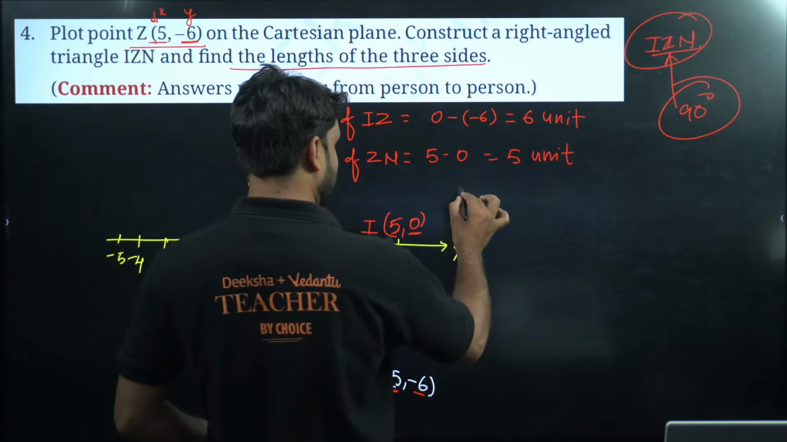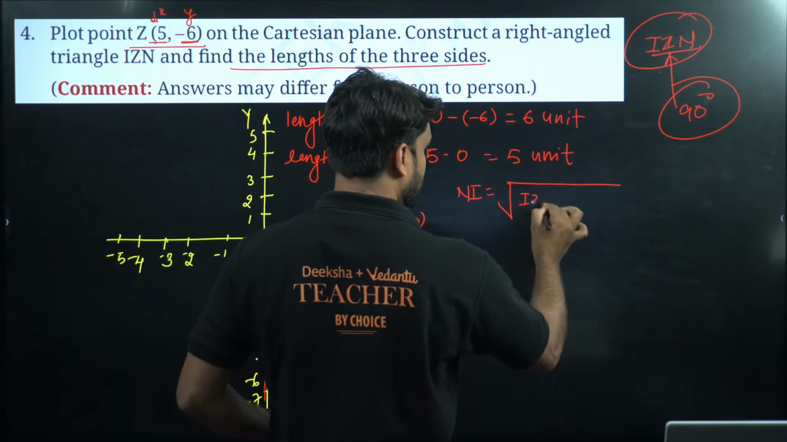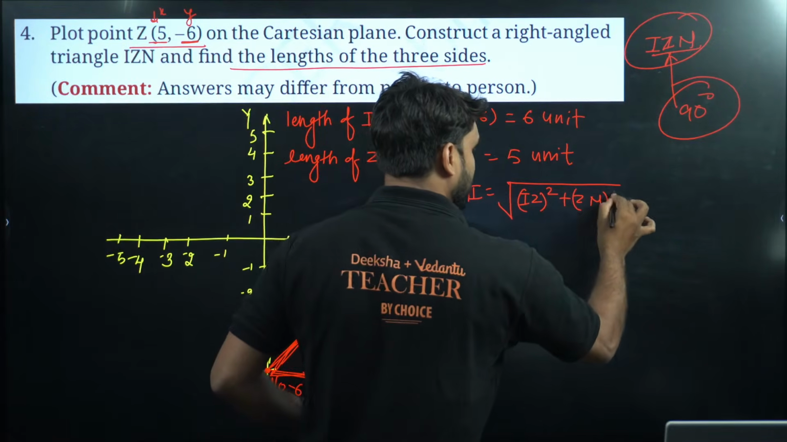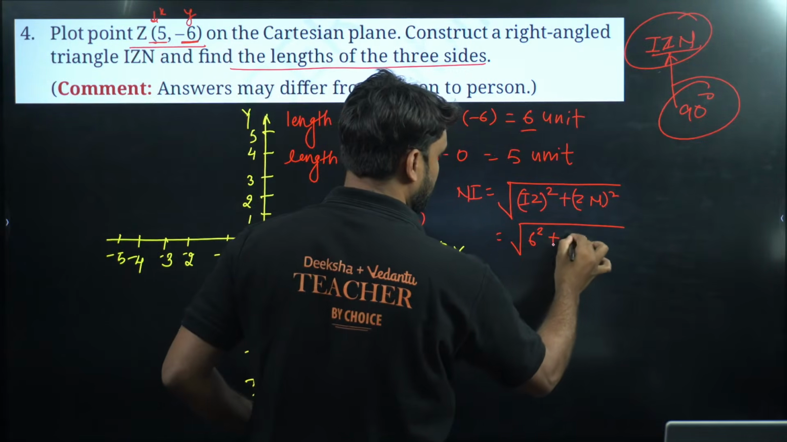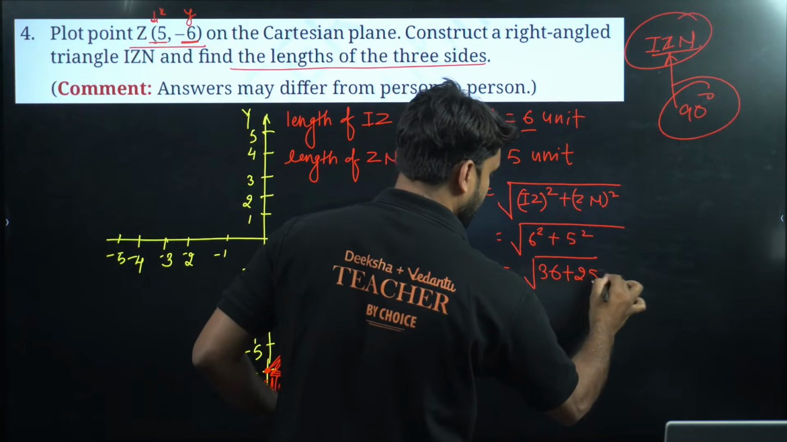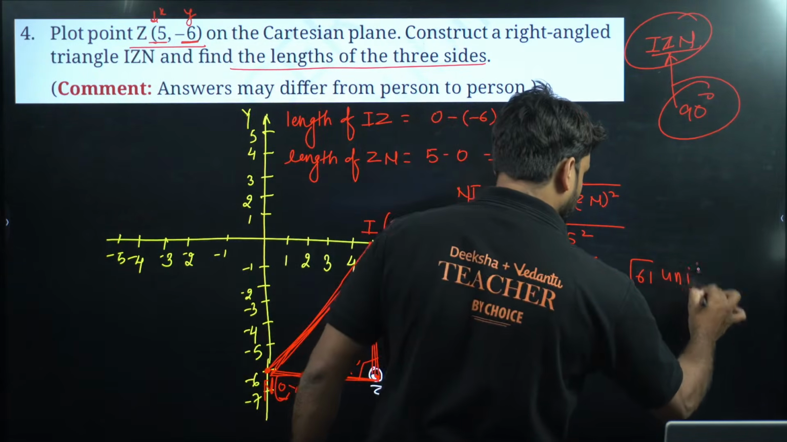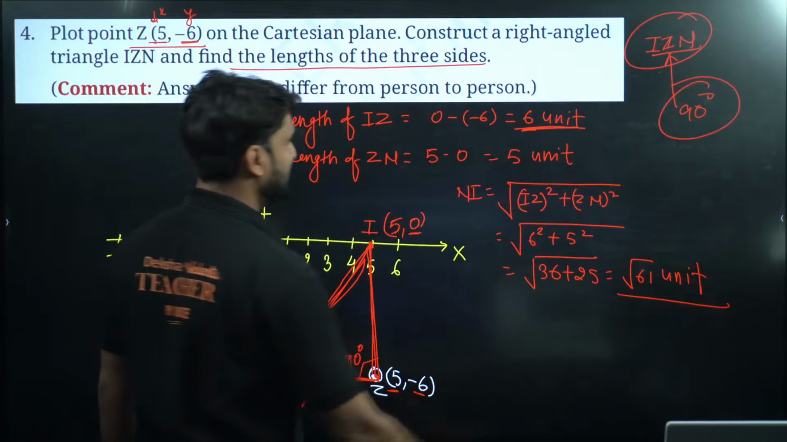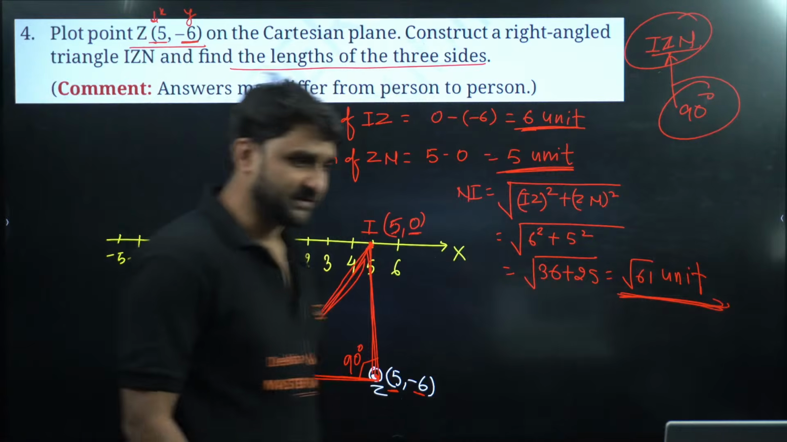So NI will be under root of IZ square plus this ZN square, right? IZ we have is 6, so 6 square plus 5 square. 6 square will be 36 and 5 square will be 25. So this will be under root 61. 6 plus 5, 11, yes, so under root 61 units. This is the answer. So the length of all the sides, this is IZ, this is ZN, and this is NI, all three sides.